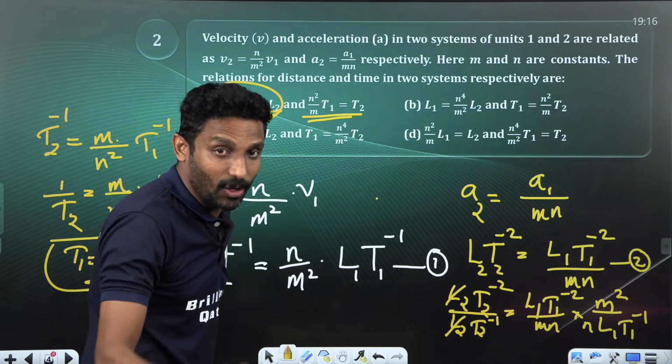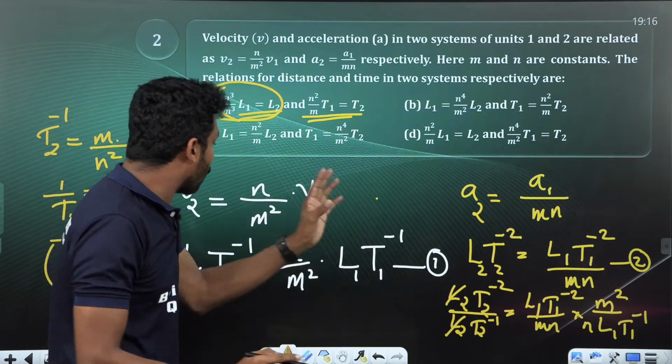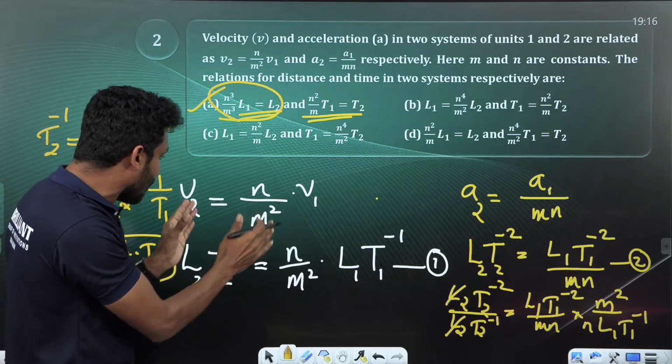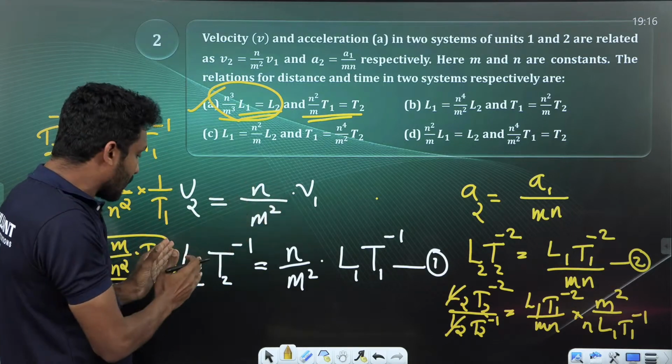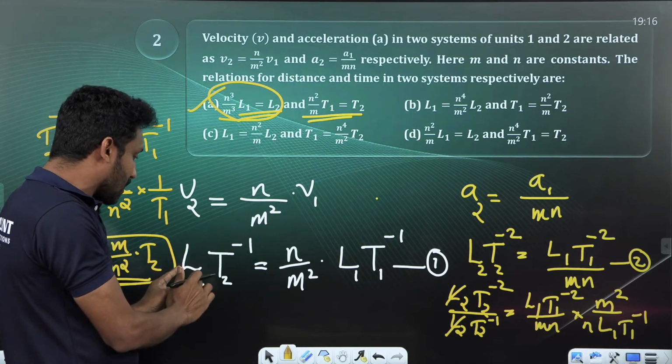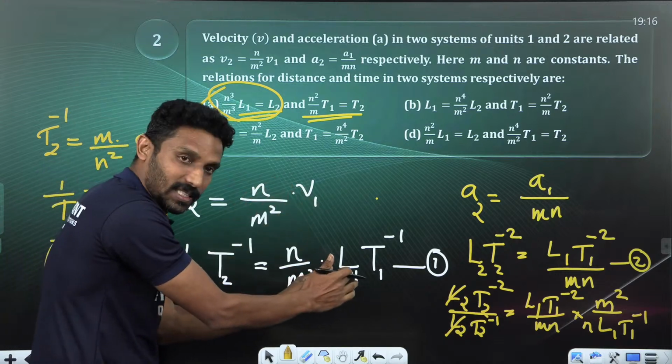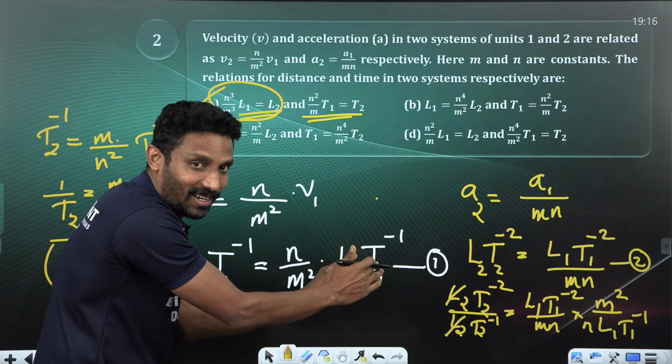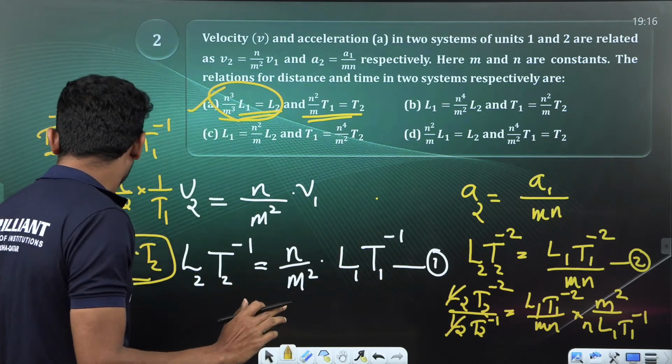Understood? I hope you understood it clearly. We are forming two equations. The important thing is connecting these two. V2 means L T power minus 1; in the second system, L2 T2, in the first system, it is L1 T1. Clear? Then we can move into the next question.